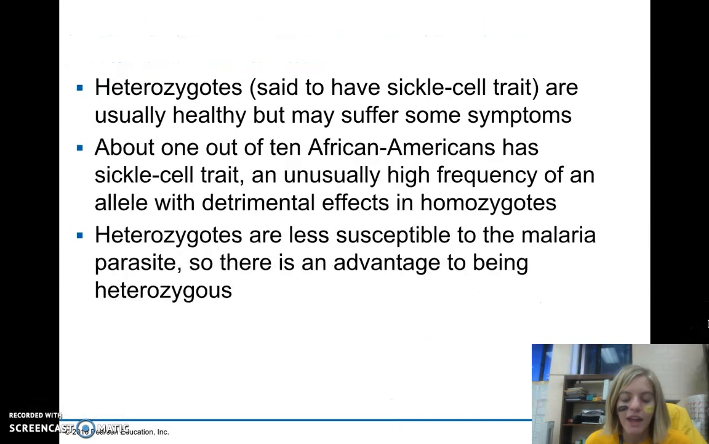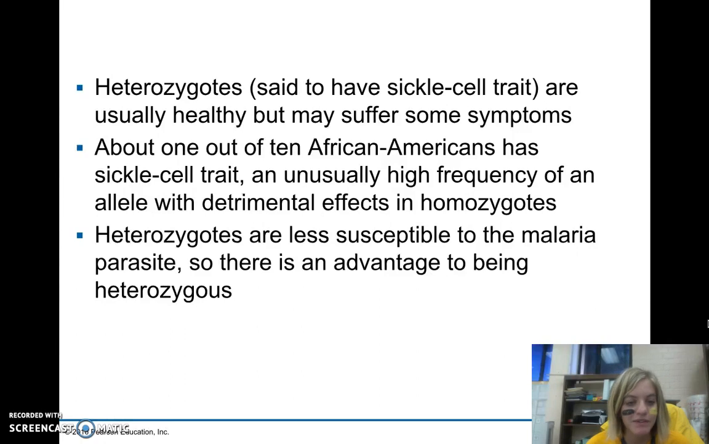It was observed, however, that heterozygotes who have the sickle cell trait as carriers are healthy, but they might suffer some symptoms because some of their cells will be sickle cell shaped and some will be normal. About 1 out of 10 African Americans usually has the sickle cell trait, which is pretty high considering that there are life-threatening implications if you're homozygous recessive for this trait.